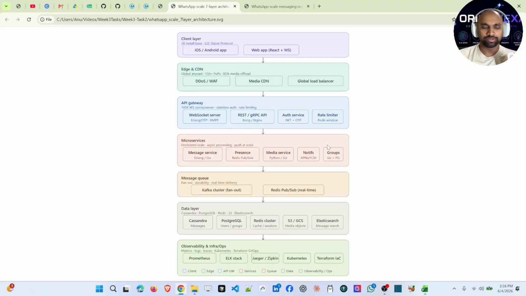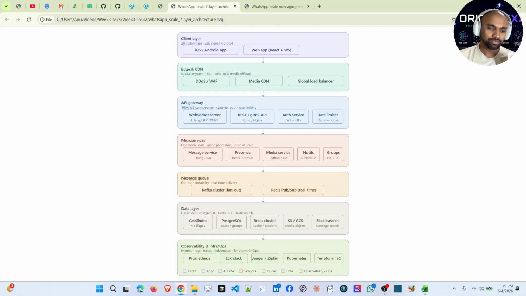For the next, come to the services. So all services are using microservice architecture, so that the downtime of one application will not affect the other services, and we can do horizontal scaling depending upon the load for each service. For message service, you can use Erlang or Go. And presence, we can use Redis or Redis PubSub. And media service, we can use Python or Go. And notification, we can use APNs and FCM. And group, we can use Go and PG. And message queue system, we can use a Kafka cluster for fan out, that is one to n mapping, and Redis PubSub for real time.